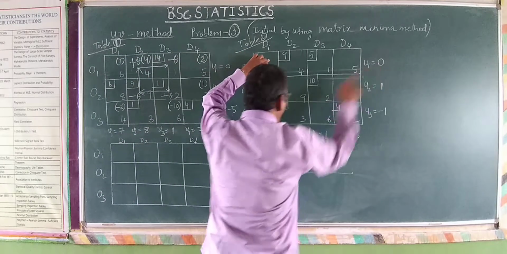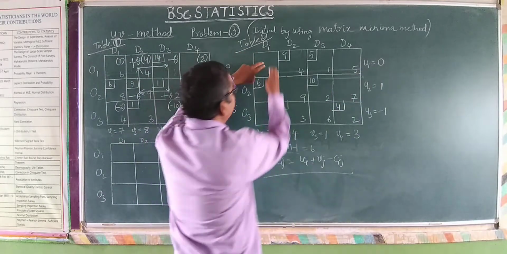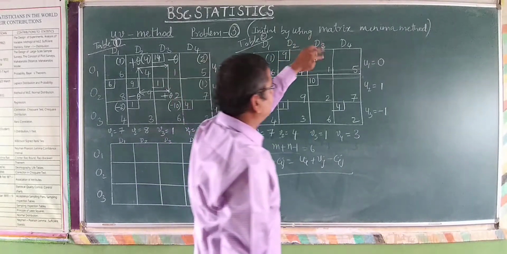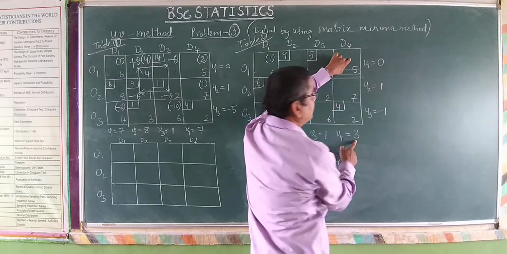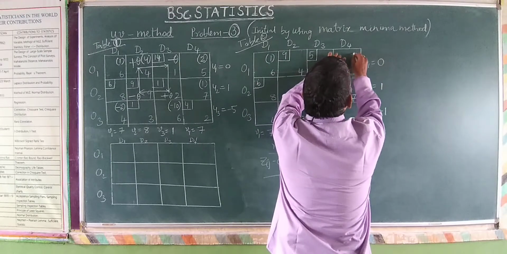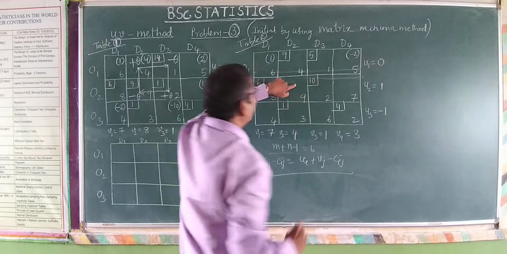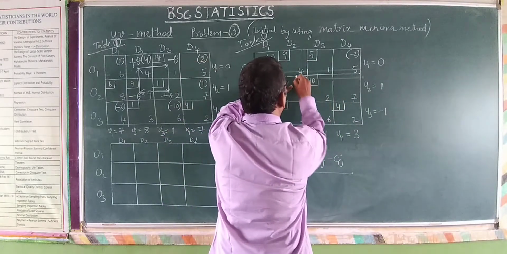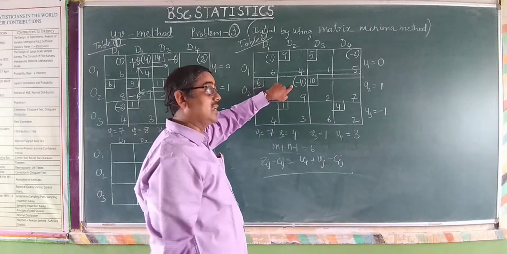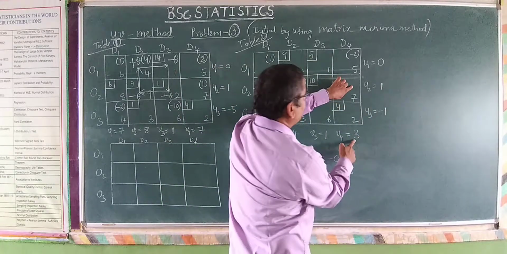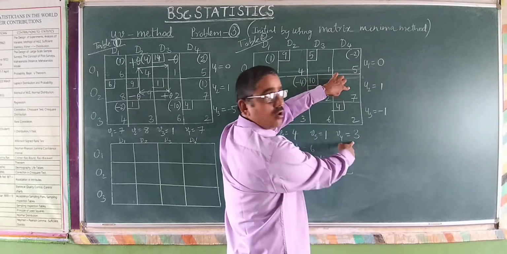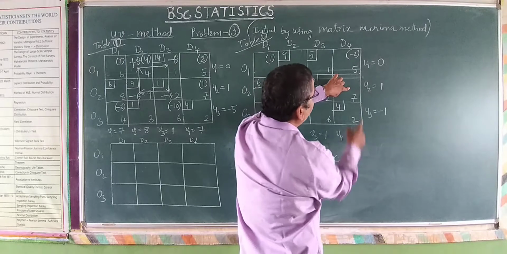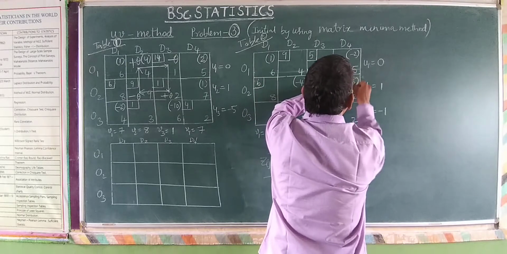0 plus 7. 7 minus 6, it is 1. You have to write it within parentheses in the right hand side top corner. 0 plus 3, 3 minus 5, minus 2. This is another non-basic cell. 4 plus 1, 5. 5 minus 9, minus 4. 1 plus 3, this is another non-basic cell. 1 plus 3, 4. 4 minus 7, that is minus 3.